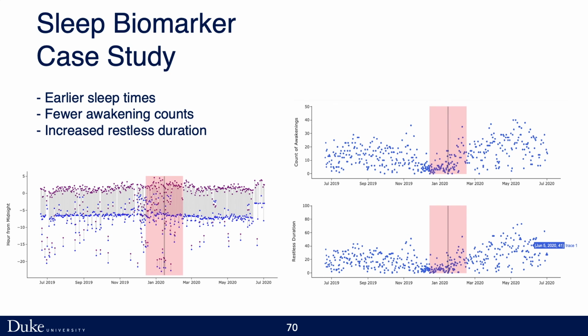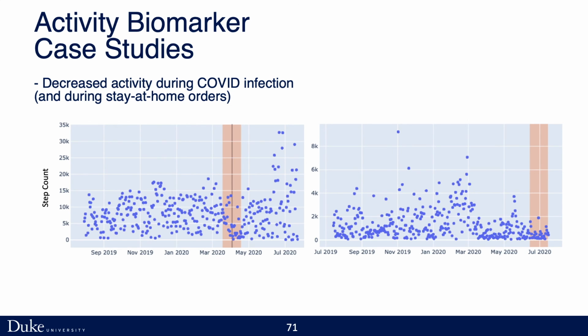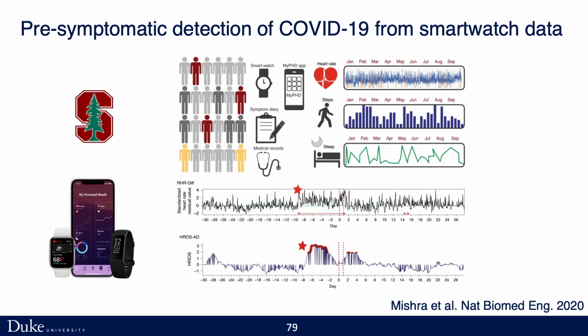So we see similarly with physical activity, these are two different people who have had COVID-19 infections, that we see a decrease in physical activity that is concomitant with the infection. And so what we've found in our study, in our early analysis, is coherent with a lot of the other similar studies in this realm.